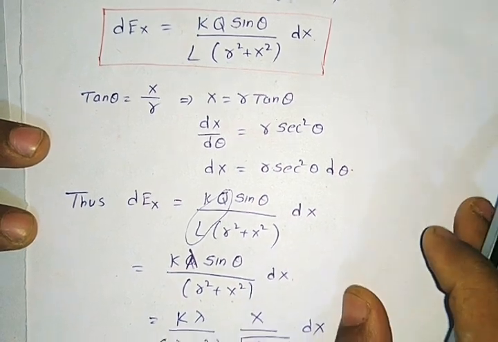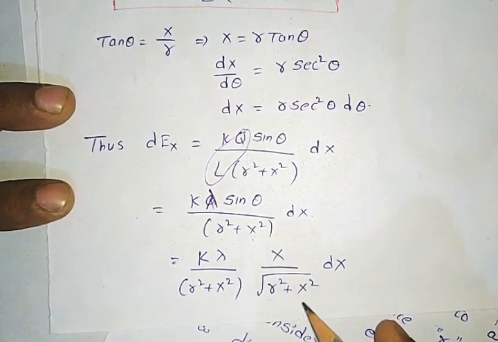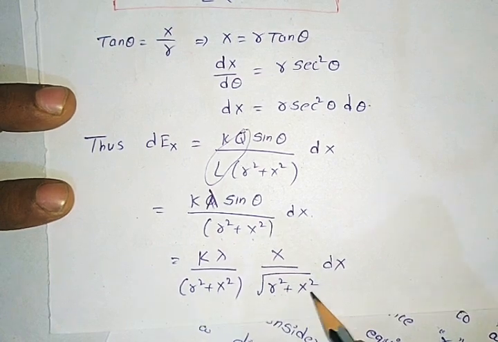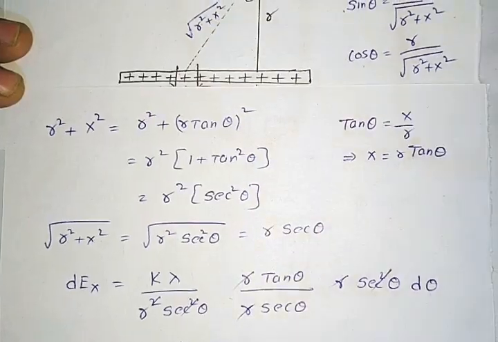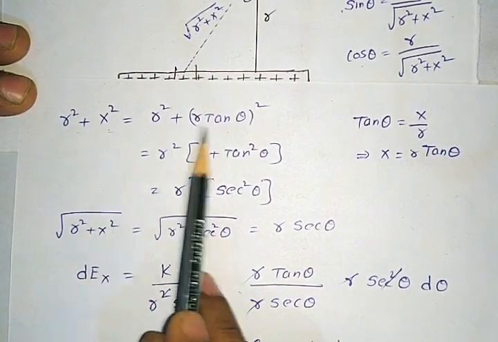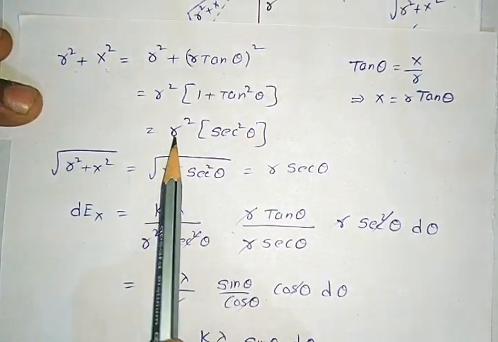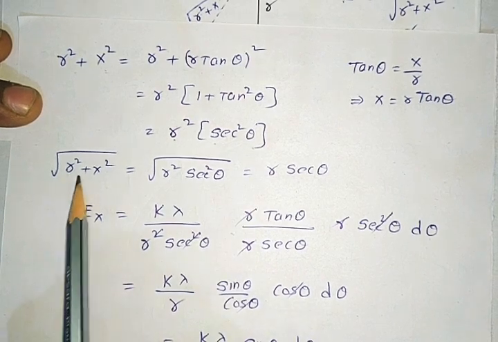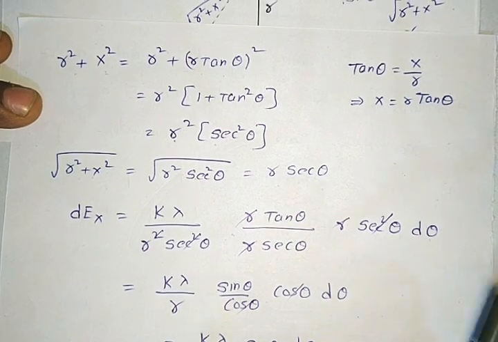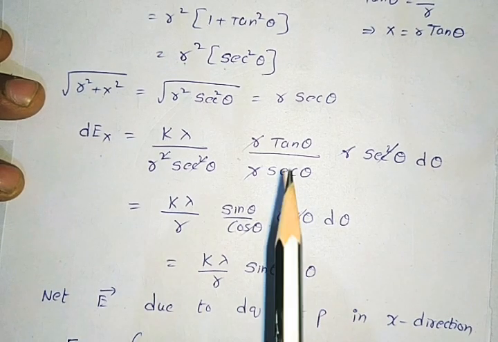plus x square dx. Now in the place of sin theta I will substitute x by root of r square plus x square, k lambda by r square plus x square into x by root of r square plus x square dx. So in continuation, r square plus x square will be equal to r square plus, in the place of x, substitute r tan theta. This simplification gives the result r square into secant square theta. Again root of r square plus x square will be the root of this result, which gives r secant square theta. So dx will be, I will substitute the relations one by one here.